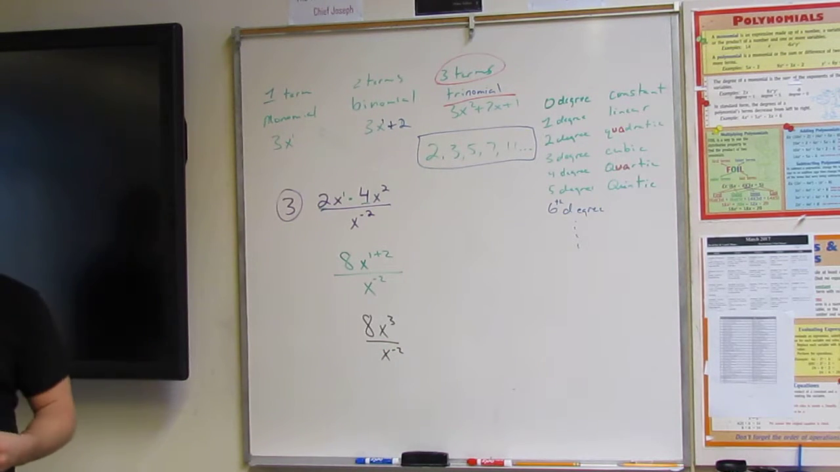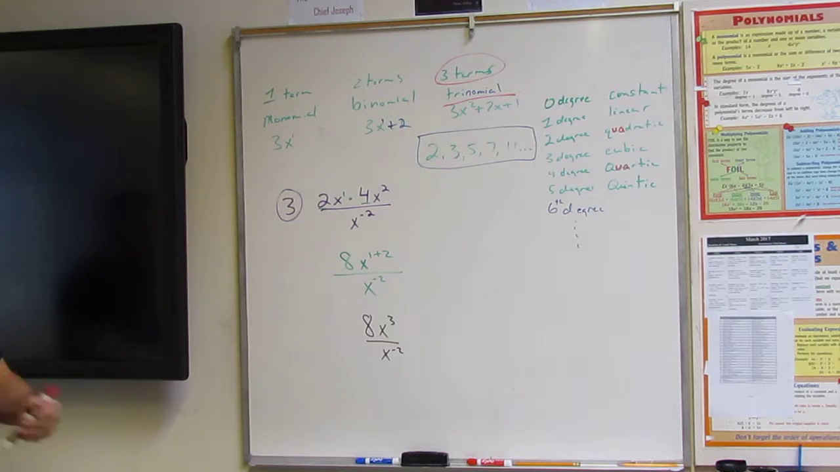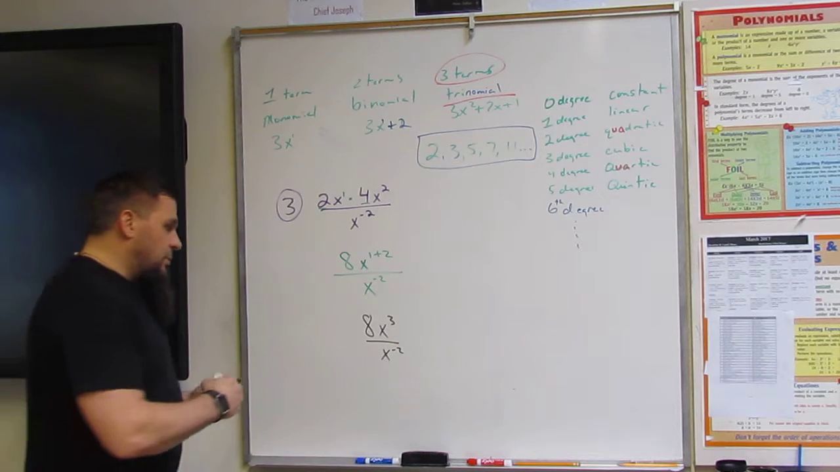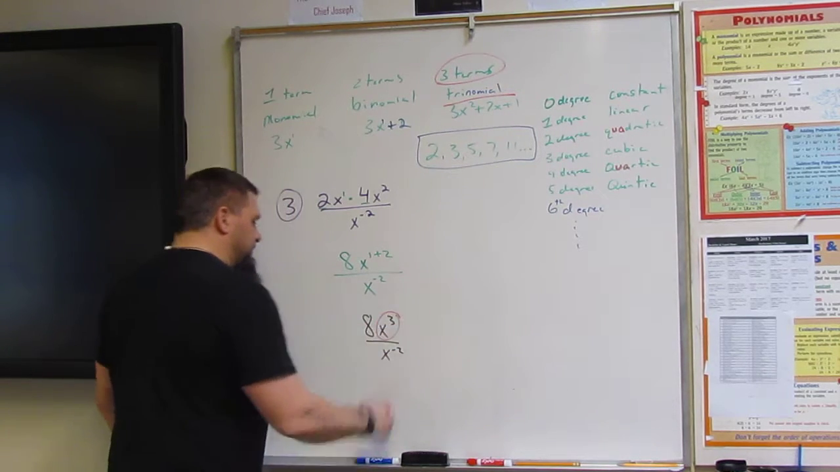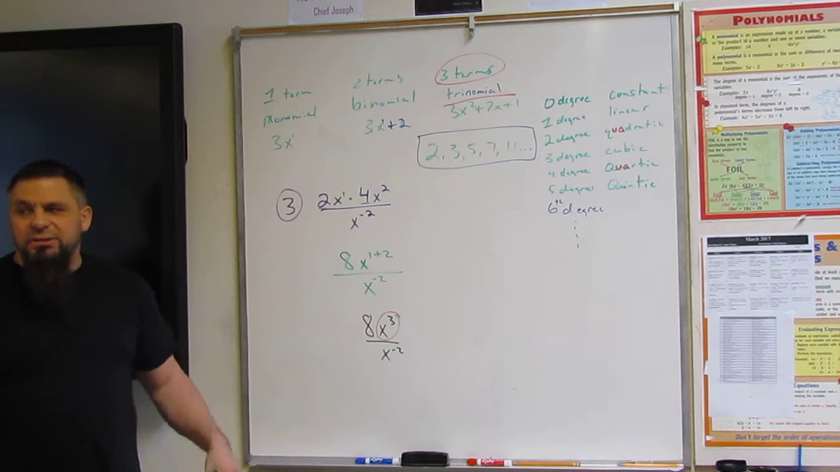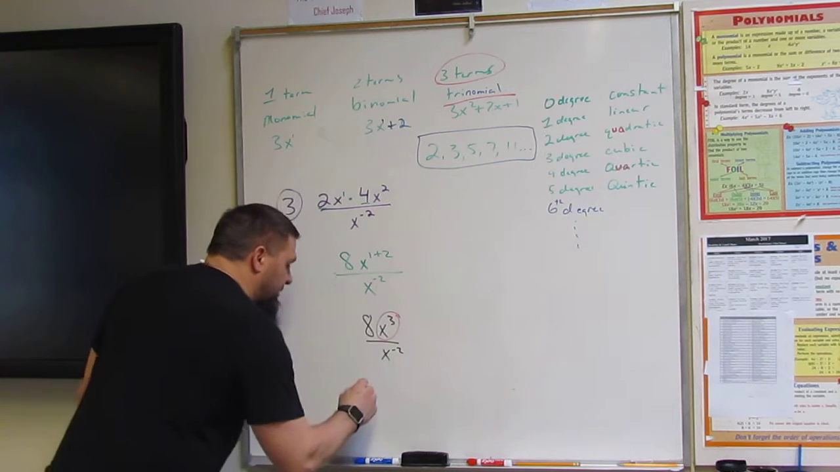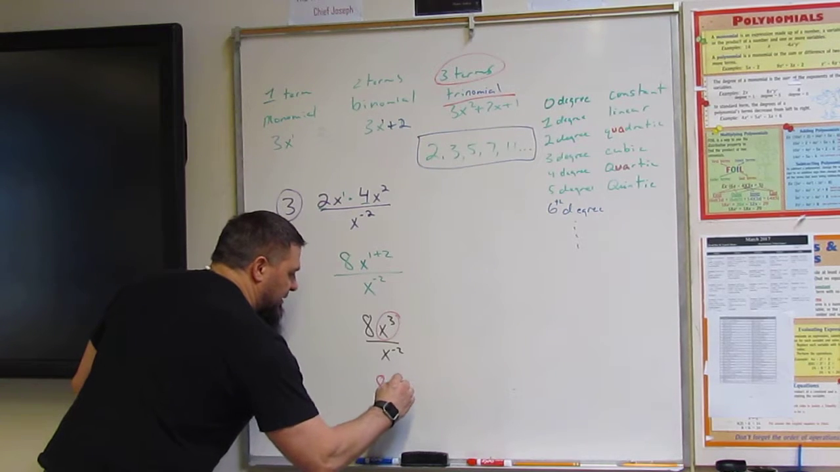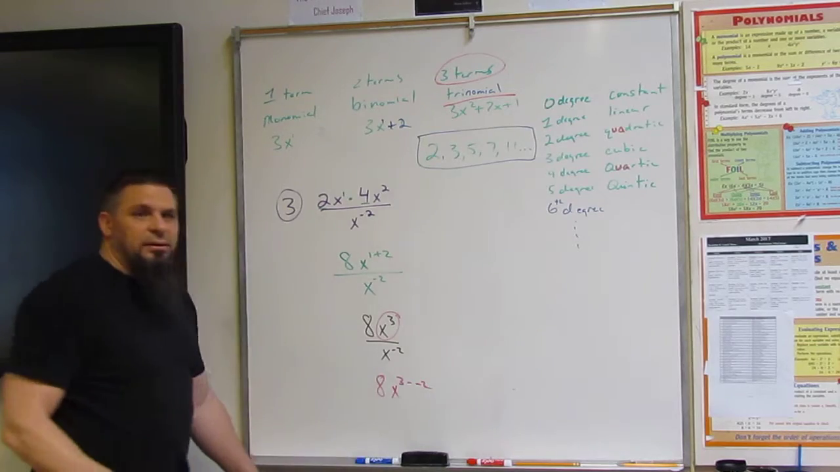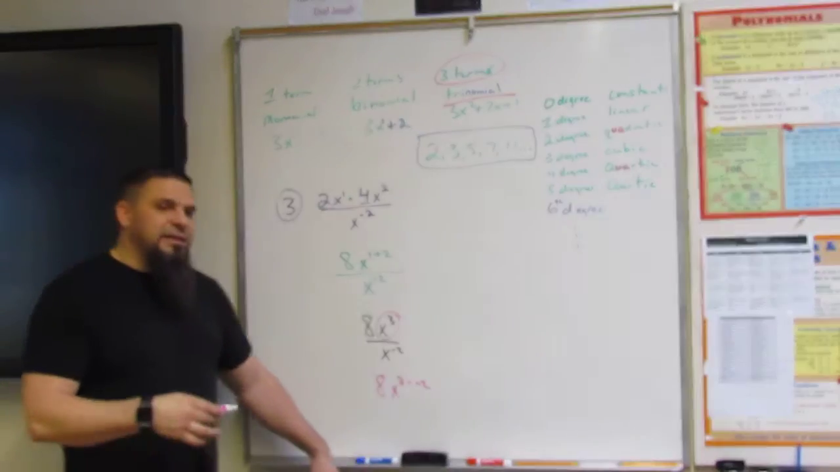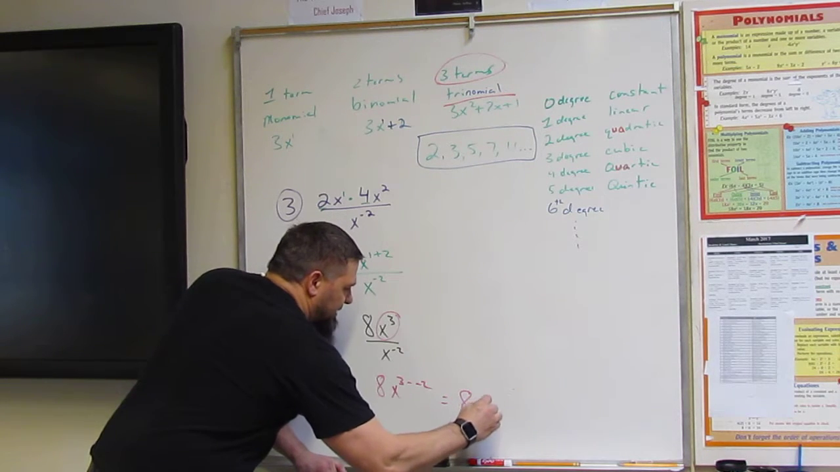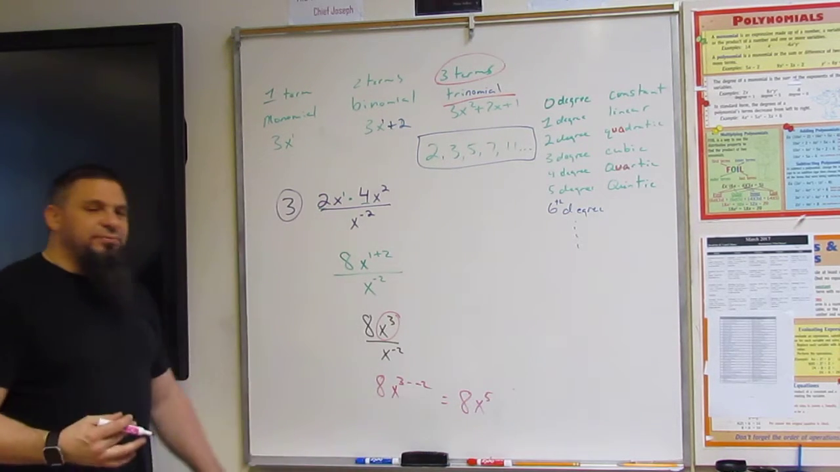Now, when we divide, we subtract. So which one's bigger, 3 or negative 2? Oh, man. So the 3 is bigger. Okay, now, there's a lot of ways I can do this. One of the ways is I can say, okay, 8x to the 3 minus a minus 2. Okay? So minus minus 2 is 5. So 8x to the 5th. That's one way of doing it.